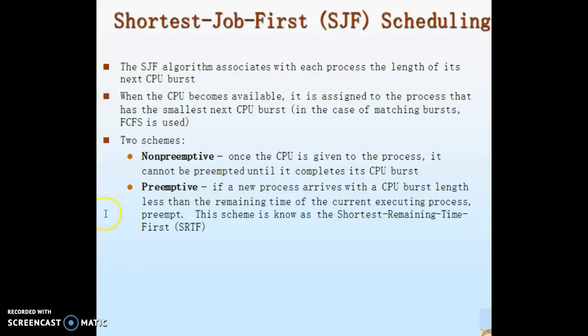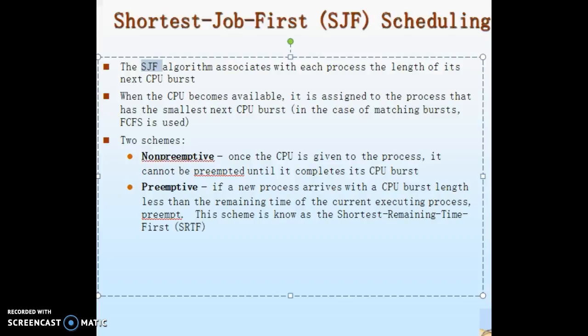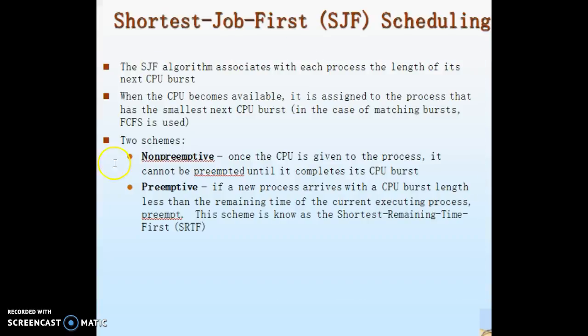Next type is SJF scheduling. The SJF scheduling associates with each process the length of its next CPU burst. When the CPU becomes available, it is assigned to the process that has the smallest next CPU burst. Two schemes are available. First one is non-preemptive, second one is preemptive. In the non-preemptive case, once the CPU is given to the process, it cannot be preempted until it completes its CPU burst.